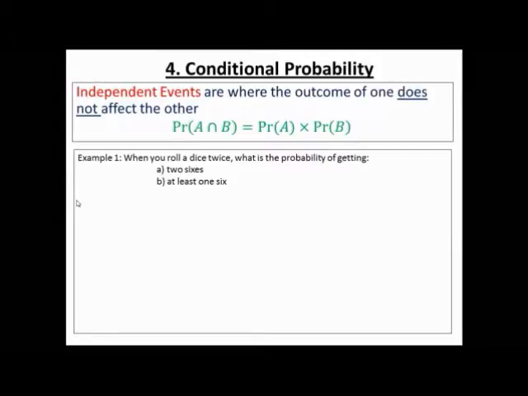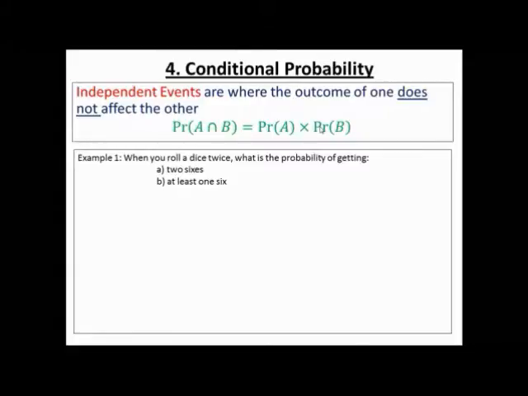So the way we calculate that is by saying, the probability of getting one event and another event, so the probability of A and B, is the probability of A times the probability of B. So we're going to look at how that applies to independent events, and we're going to use tree diagrams to help us calculate the probabilities.